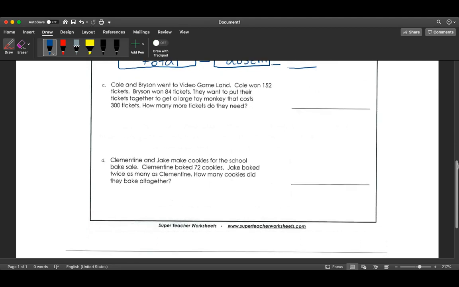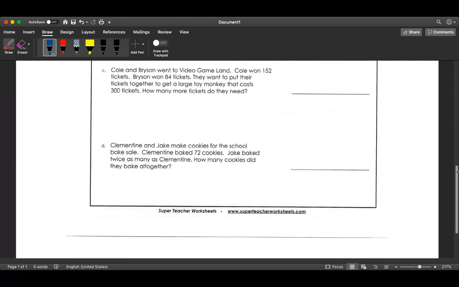Now problem C. Cole and Bryson went to Video Game Land. Cole won 152 tickets. Bryson won 84 tickets. They want to put their tickets together to get a large toy monkey that cost 300 tickets. How many more tickets do they need?